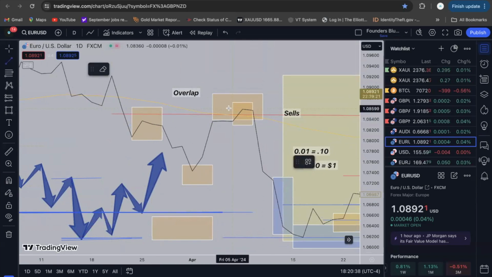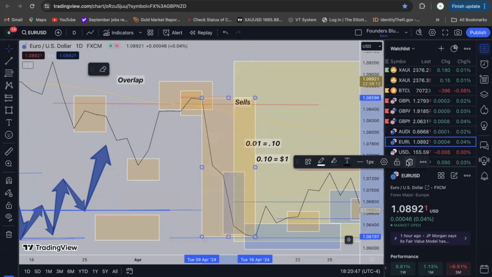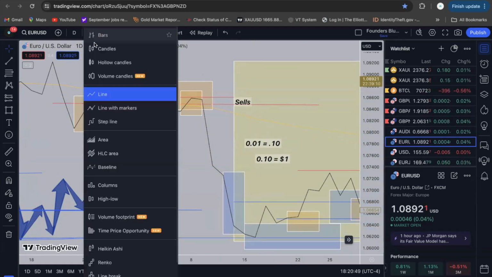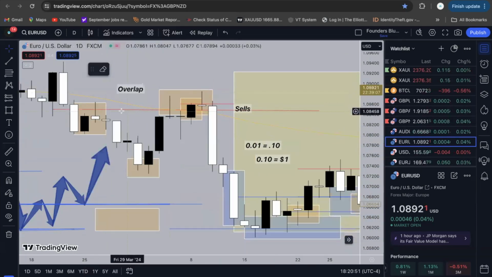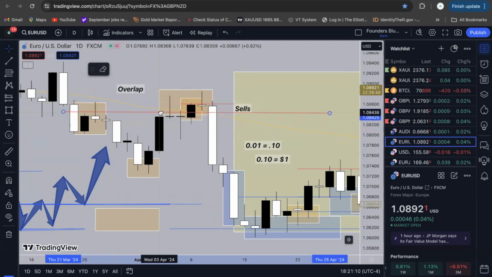And then what happened? Then it went down. So even though sellers weren't present at that specific point in time, they were present right here. All right, this whole area would be considered resistance.